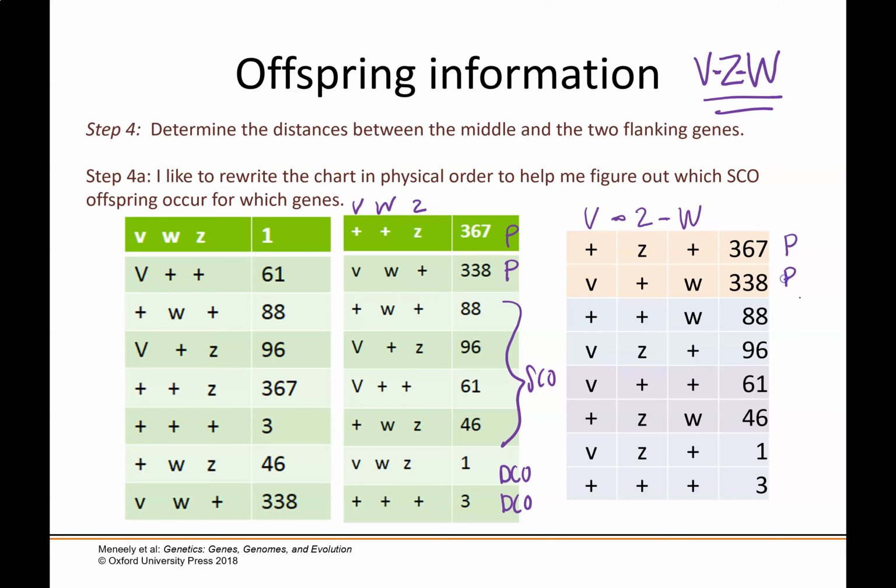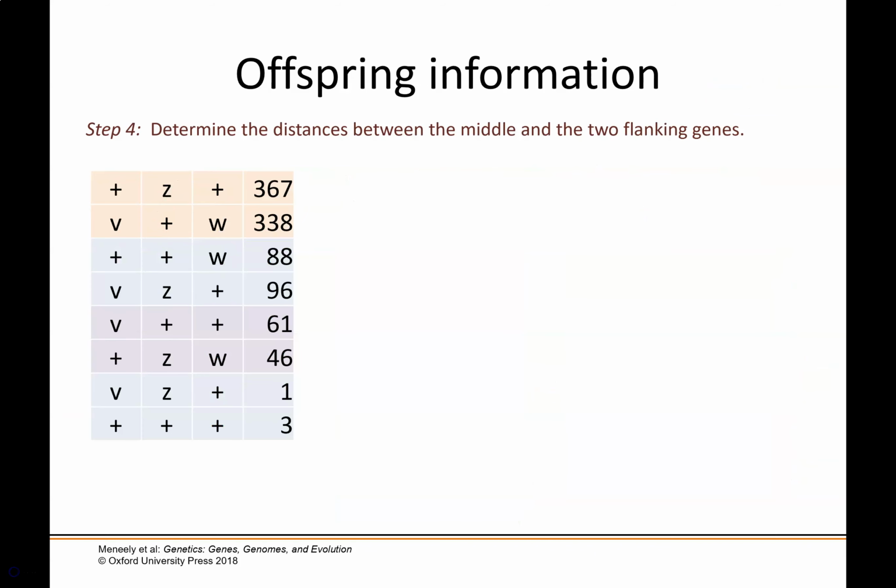So we've got our parentals, our single crossovers here, and our double crossovers. So let's use this information to determine the distance between the middle and the outside genes. So we've got our chart with our genes written in order. This means that if we are looking at a chromosome, we've got the V gene, the Z gene in the middle, and the W gene on the outside.